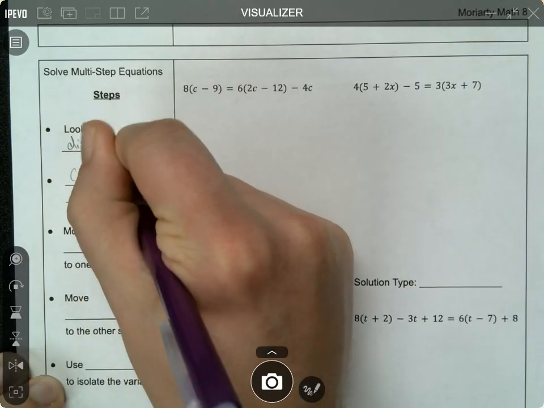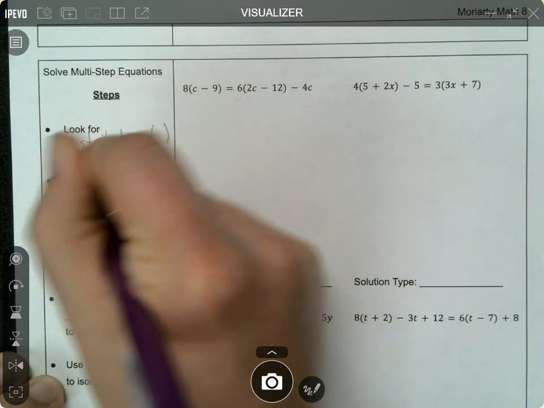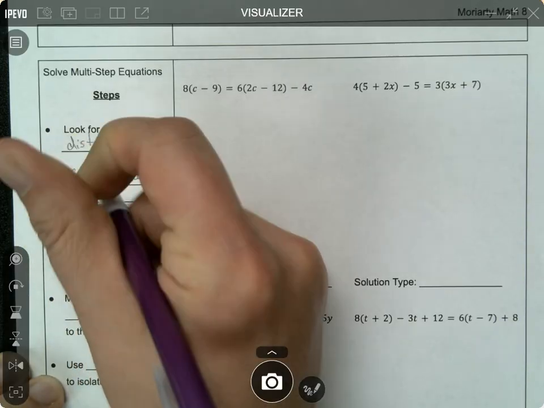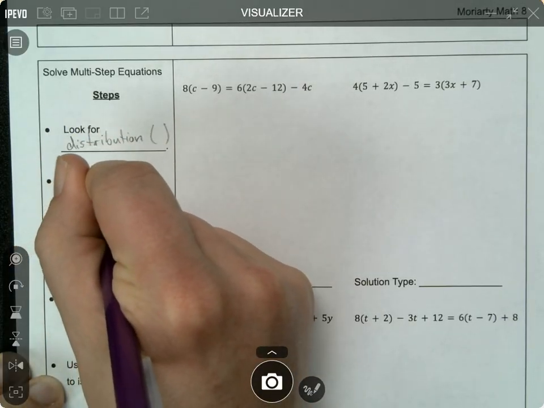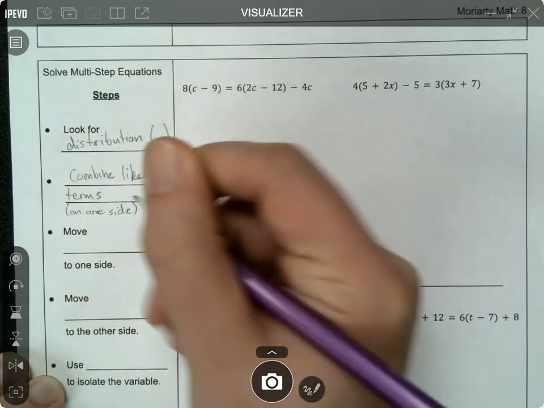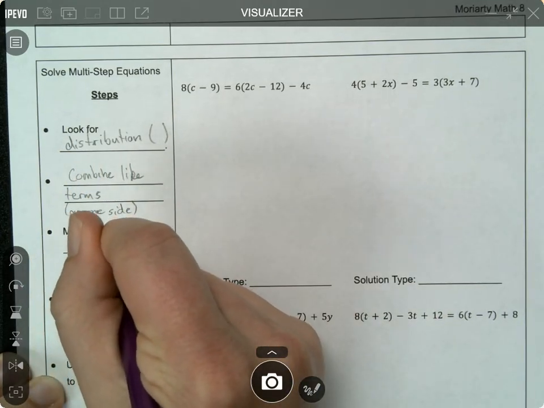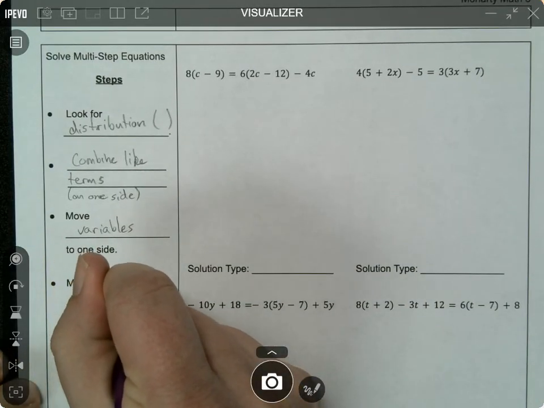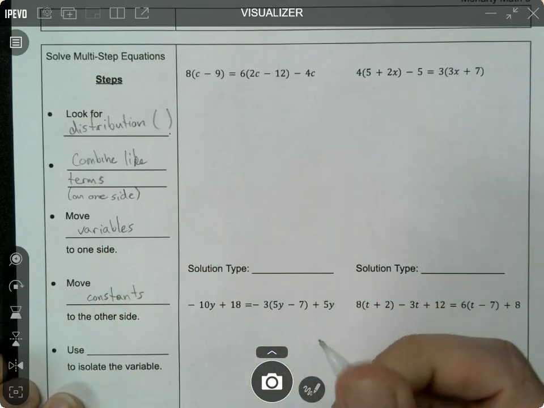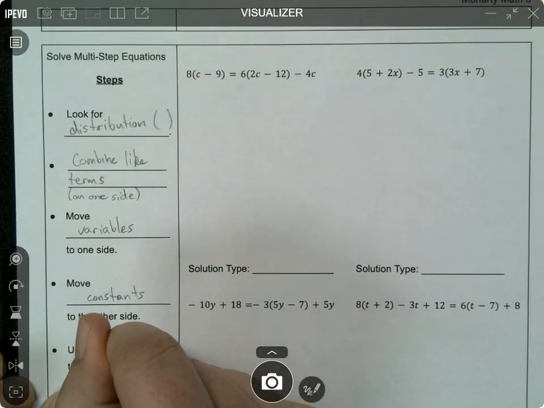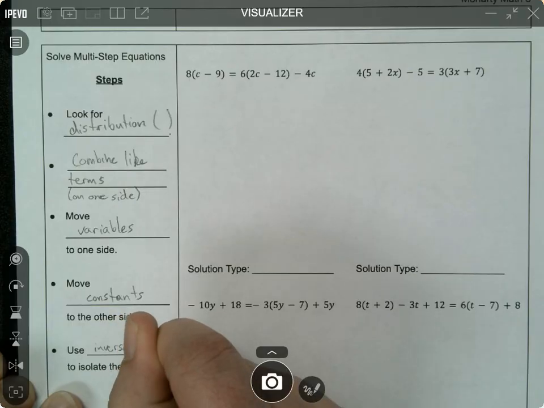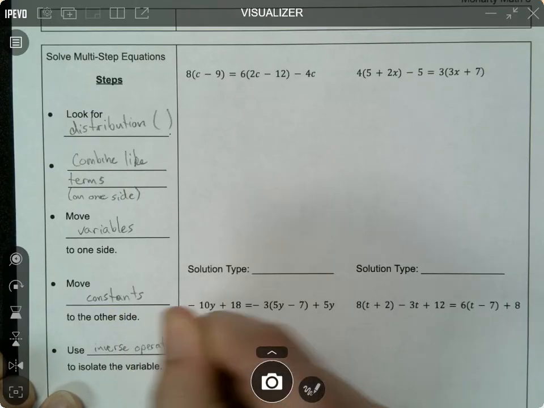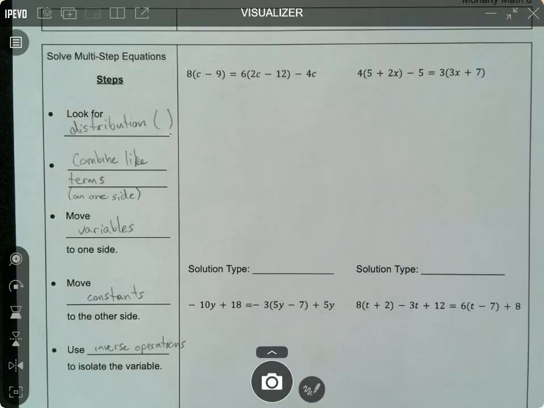Combine like terms. Specifically on one side. Move your variables to one side. Move your constants to the other side. Use inverse operations. Okay, use inverse operations.